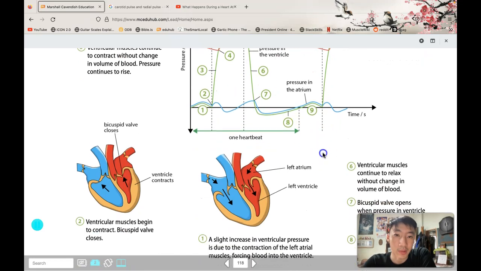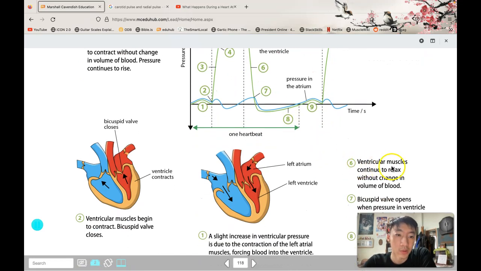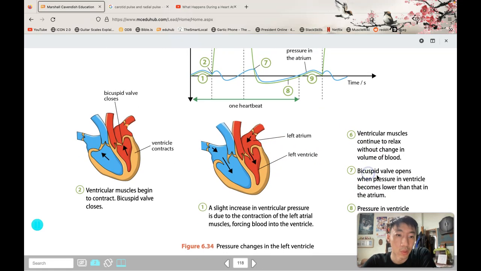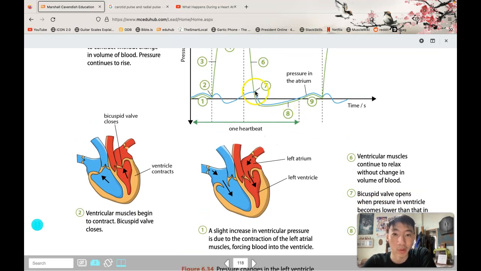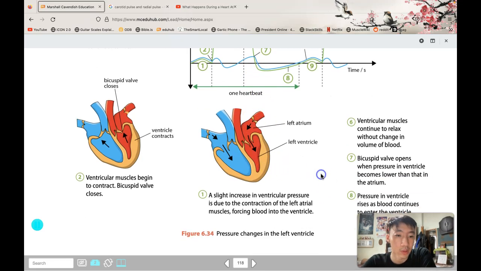And then point number 6, the ventricular muscles continue to relax without change in volume of blood. Alright, so then the bicuspid valves will open when pressure in the ventricles becomes lower than that in the atrium. Okay, and that's represented by point number 7. You see that the pressure in the atrium is slightly higher than the pressure in the ventricle, so blood can flow into the ventricles once more. Okay, so the pressure in the ventricle rises as blood continues to enter the ventricle from the atrium.